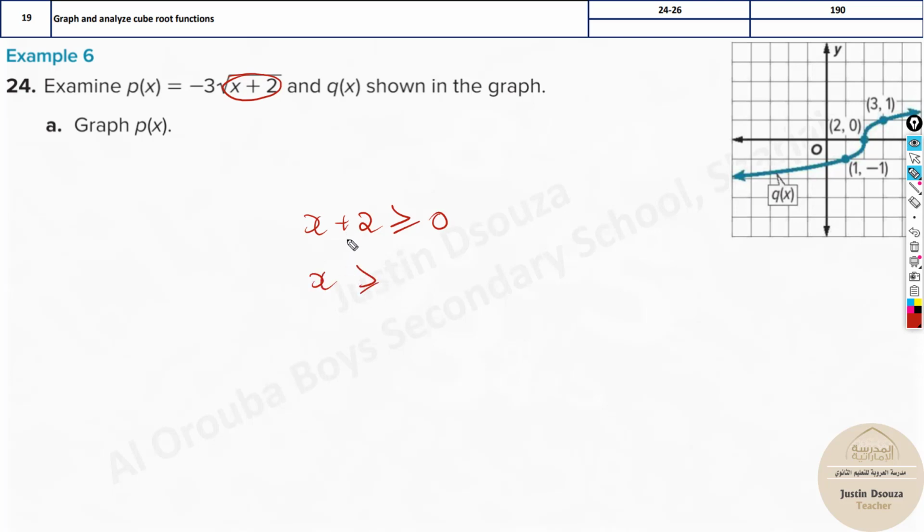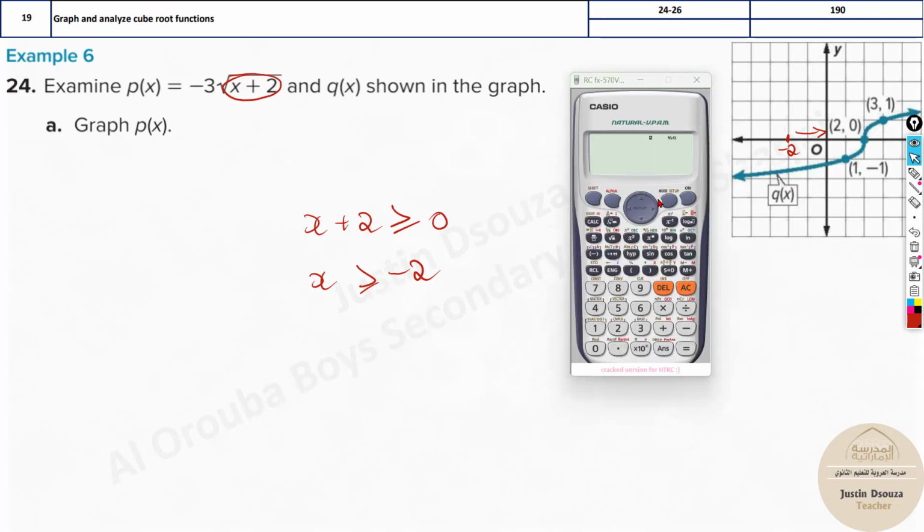So what happens over here? X plus 2 greater than or equal to 0, take this plus 2 to the other side, will be minus 2. So any values from minus 2 to greater values are possible over here. So this is the concept. Now here what we can do is simply take a calculator and I'll show you how to solve. So what you do is mode, table is 7, and now this function, put this function as it is, minus 3 square root of x plus 2.